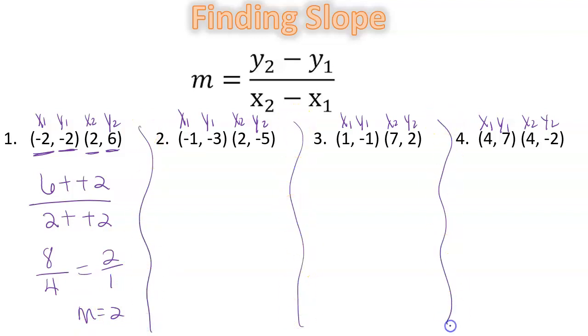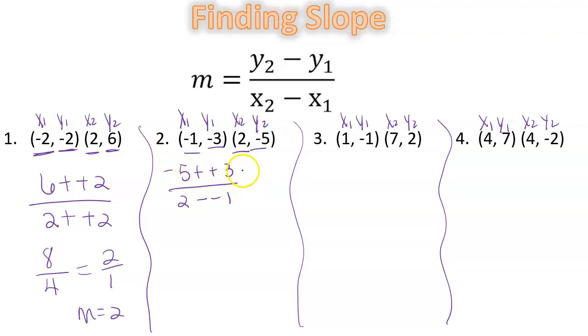Give myself some space here. Right, so again, let's try it on number 2. Do this one together, and then you'll do the next two on your own. So again, we're going to plug in y2 minus y1 over x2 minus x1. So again, subtracting a negative is adding a positive.